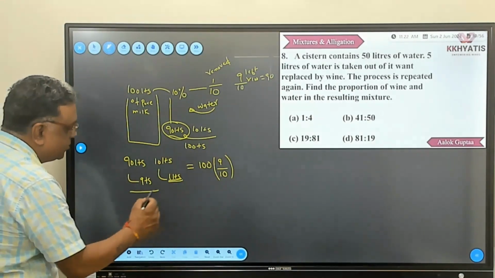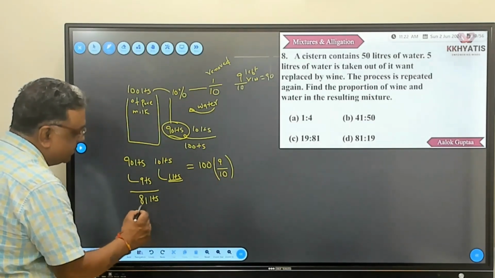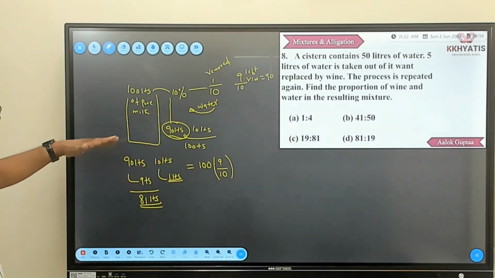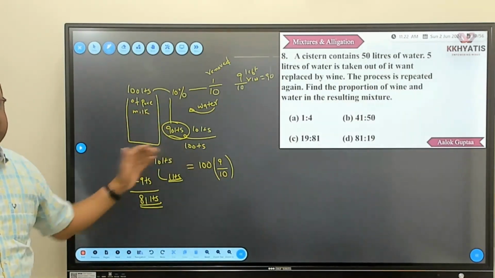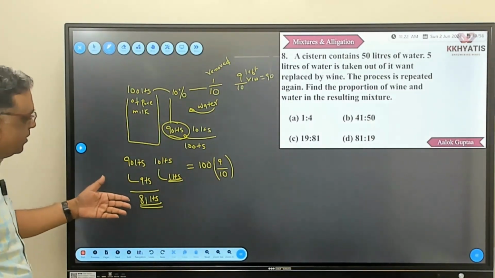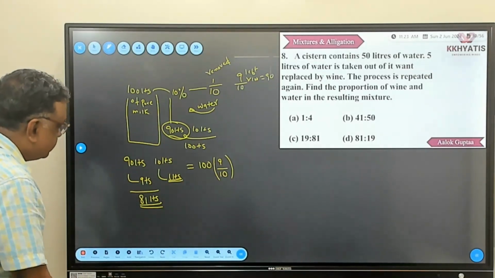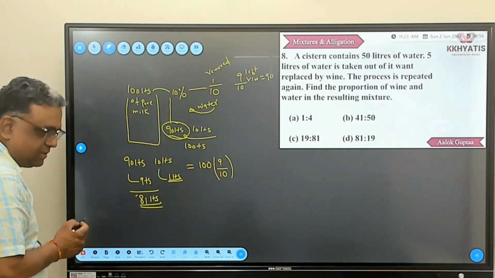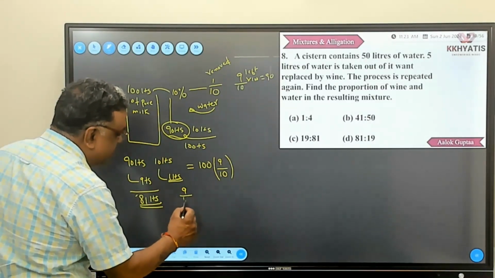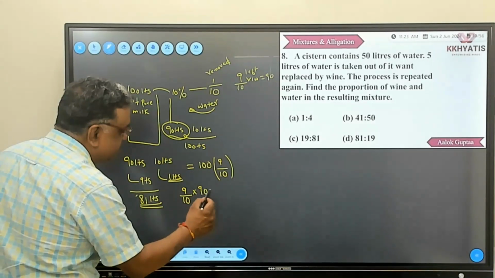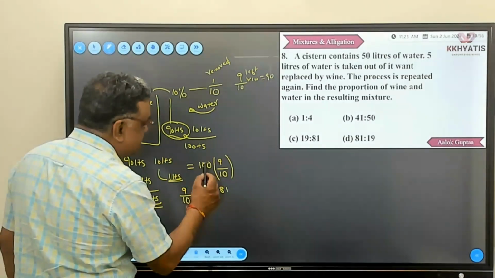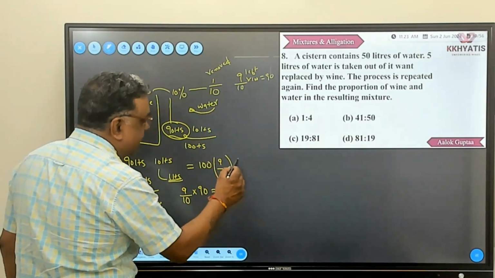So how much milk is left? 81 liters. Right now I'm not bothered about water, because let us see what happens to the quantity which is constantly getting removed, because water is sometimes getting added, sometimes getting removed. So we'll concentrate only on milk right now. So this 81 liters, can I say, is again 9/10 of 90, that is 81, which means it is 9/10 of 90 again.